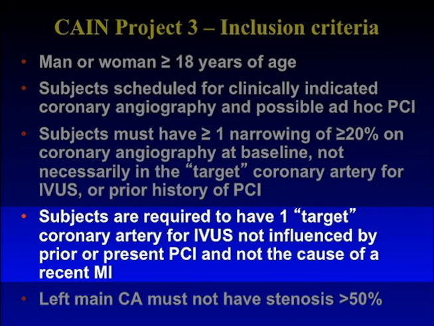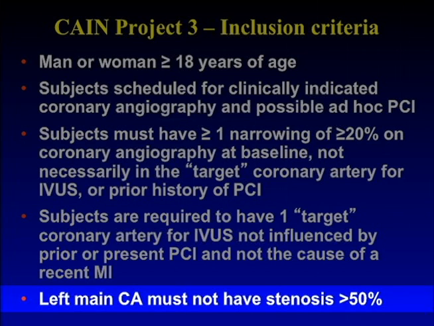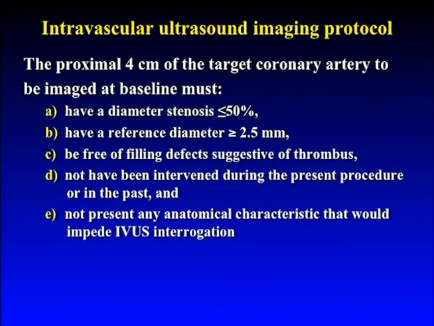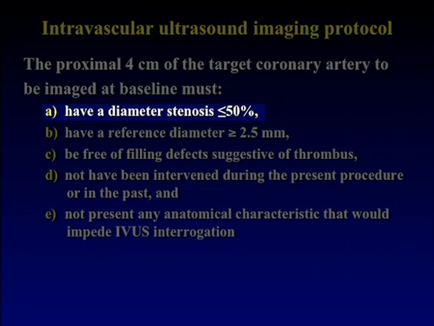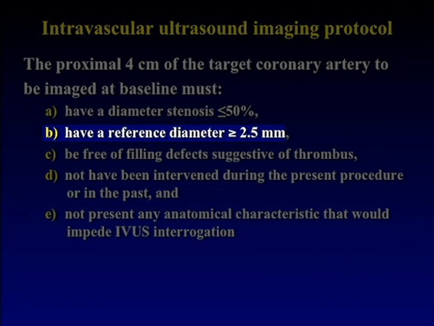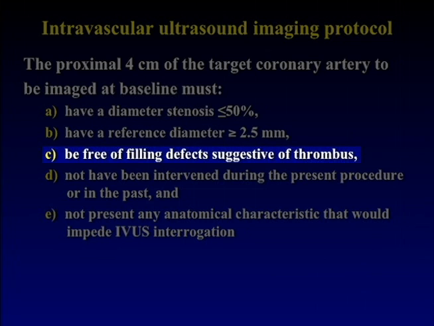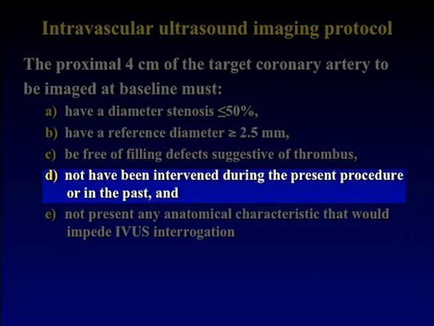And for obvious reason, we do not want patients with tight left main coronary artery because typically they'll need an intervention. In terms of the target coronary artery, IVUS is used here as a research procedure, so we certainly do not want to harm a patient. So we're using it in vessels that do not have tight lesions, vessels that are fairly large to accommodate the catheter, obviously vessels that are free of filling defects to avoid embolization distally, and again, vessels that have not been intervened during the present procedure or in the past.